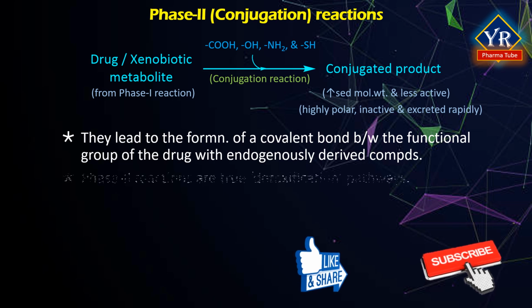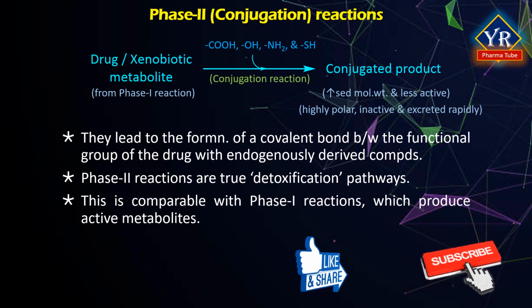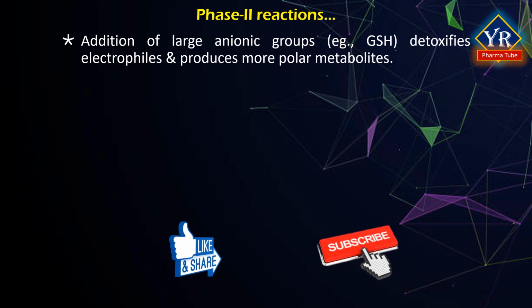Thus, the phase 2 reactions are usually the true detoxification pathways and give products that account for the bulk of the inactive excreted products of the drug molecule. This is comparable with the phase 1 reactions, which often produce active metabolites. The addition of large anionic groups such as glutathione detoxifies reactive electrophiles and produces more polar metabolites that cannot diffuse across membranes and may therefore be actively transported.